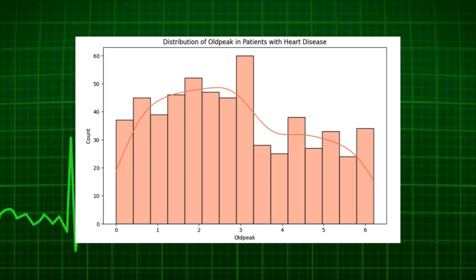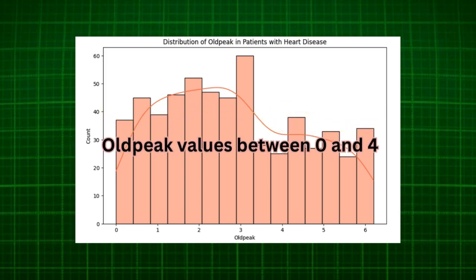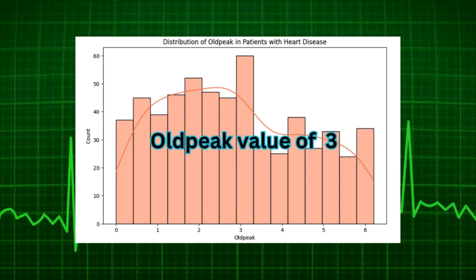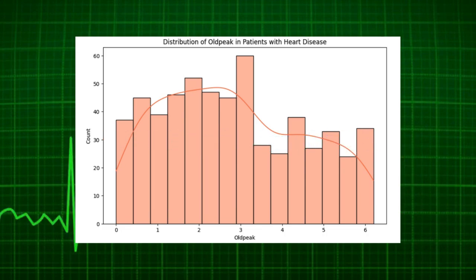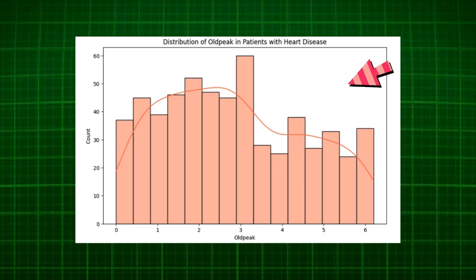Interpretation. Old peak values range from 0 to 6. Most patients have old peak values between 0 and 4. There is a notable peak around the old peak value of 3, indicating a higher concentration of patients in this range. This plot helps in understanding how ST depression varies among patients with heart disease, which can be crucial for diagnosing and evaluating the severity of their condition.